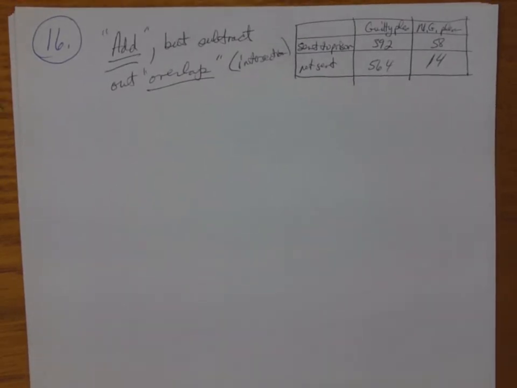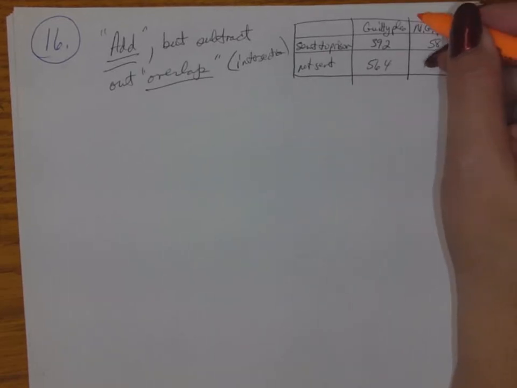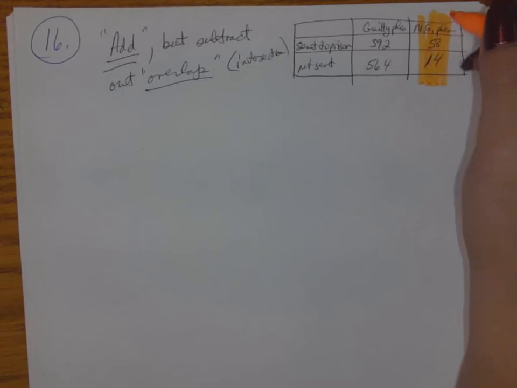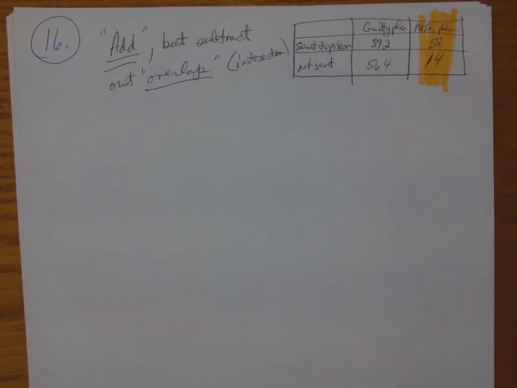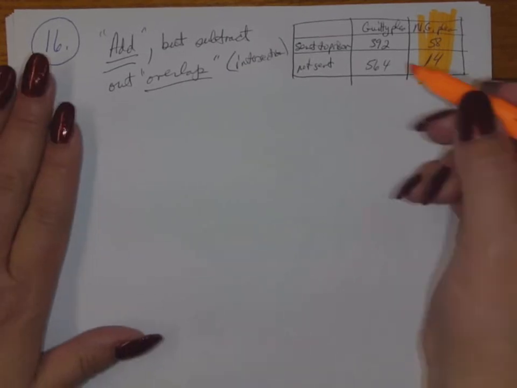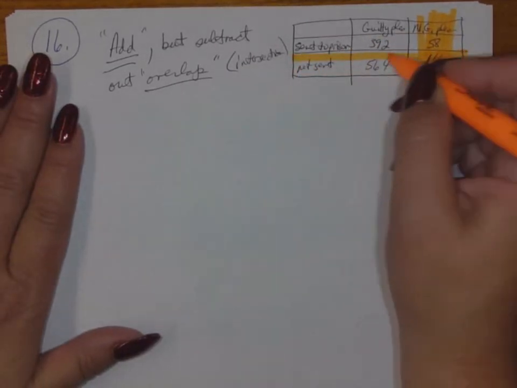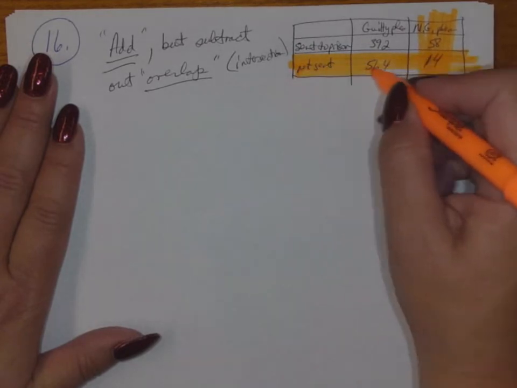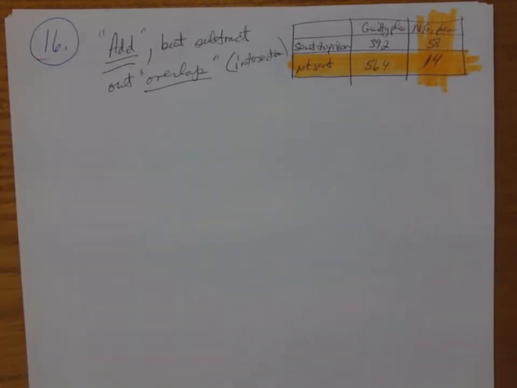Okay, so again, number 16 said, what is the probability that a randomly selected defendant either pled not guilty, so that's this column right here, I'm going to highlight it so we can see it. Okay, pled not guilty, or they were not sent to prison, not sent. Here. Okay, there we go.